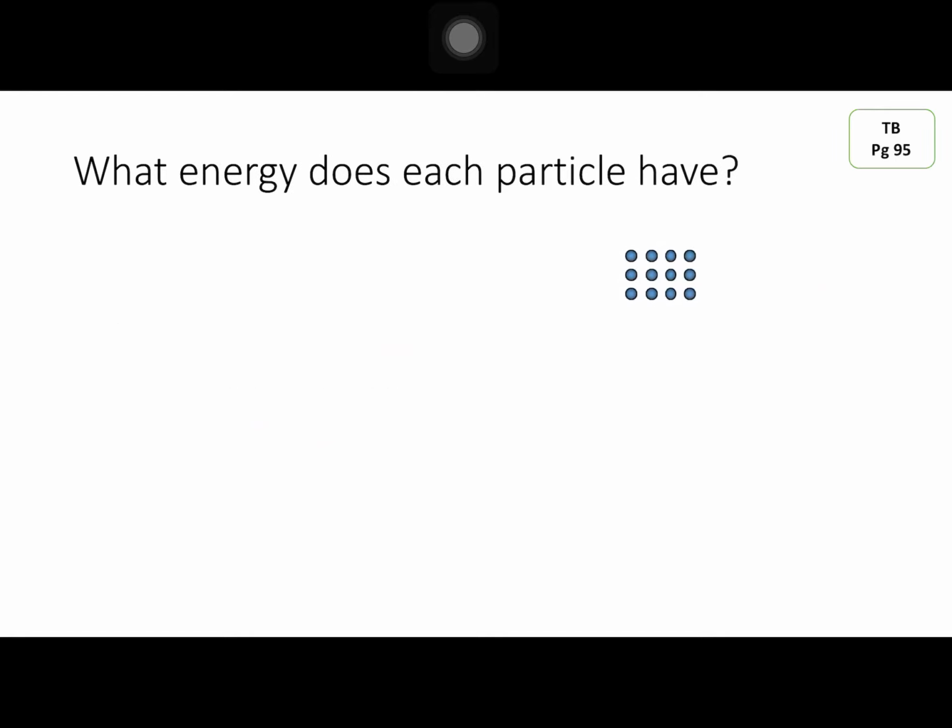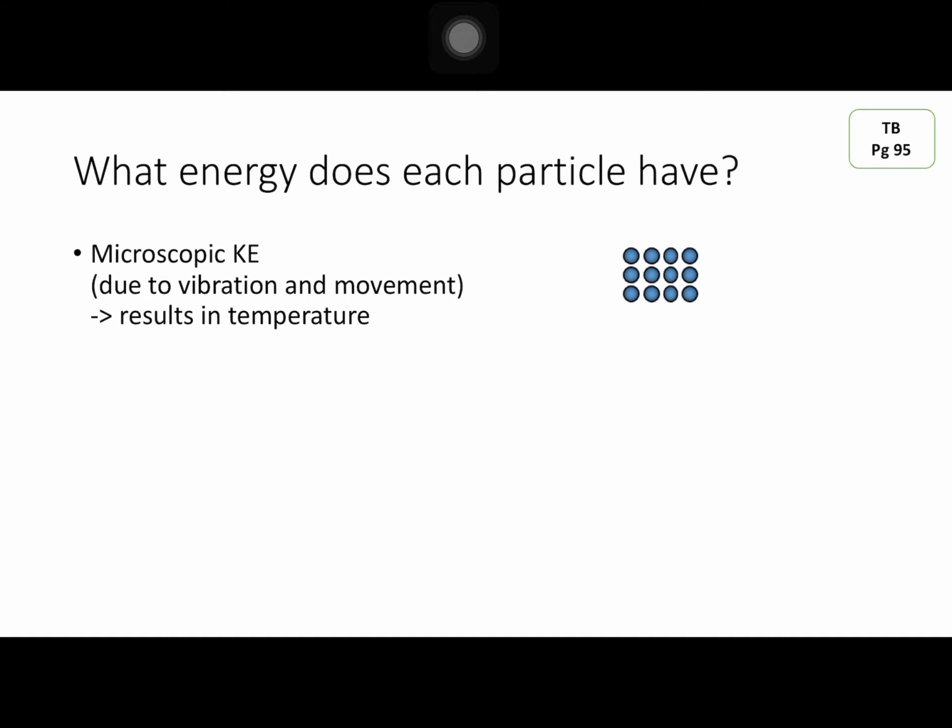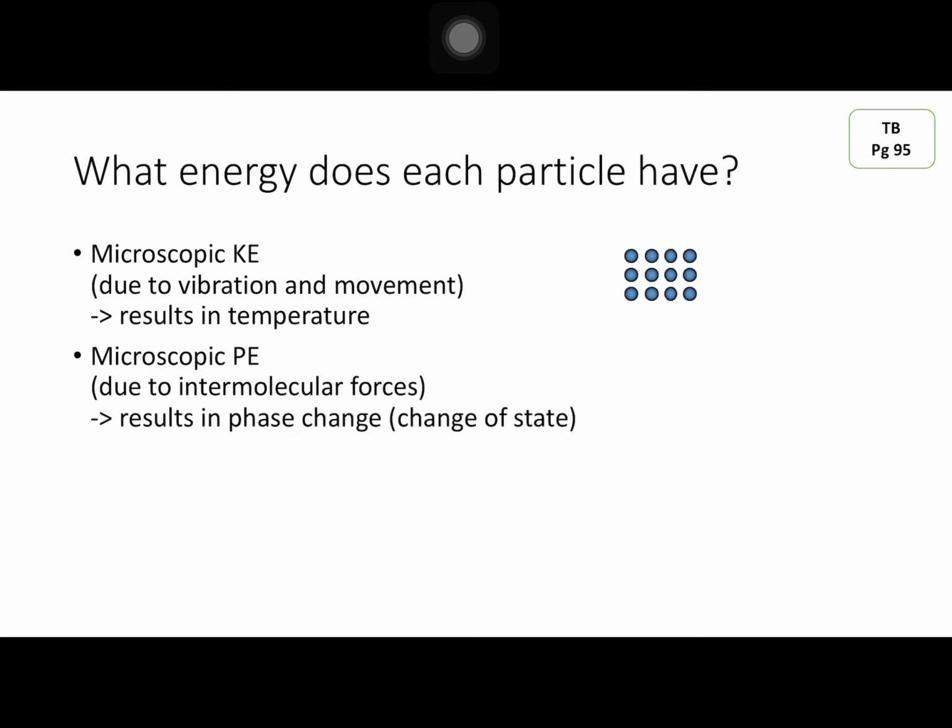Now, what energy does each particle have? You have learned this in IGCSE. Yes, they have microscopic KE, or we call it internal KE. This internal KE is due to the vibration and movement of the particles, and because of that, it results in the temperature of the substance. It also has microscopic potential energy, or we call it internal PE. This internal PE is due to the intermolecular forces of attraction between the particles.